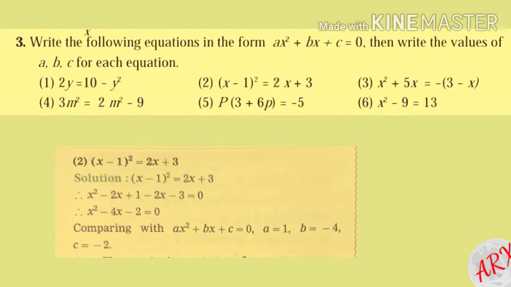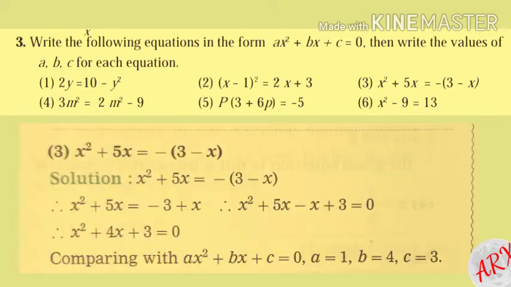We will get a equal to 1, b equal to minus 4 and c equal to minus 2. Similarly, in question number 3, x square plus 5x equal to minus in bracket 3 minus x. So after solving, we will get x square plus 4x plus 3 equal to 0. After comparing with ax square plus bx plus c equal to 0, value of a equal to 1, b equal to 4 and c equal to 3.